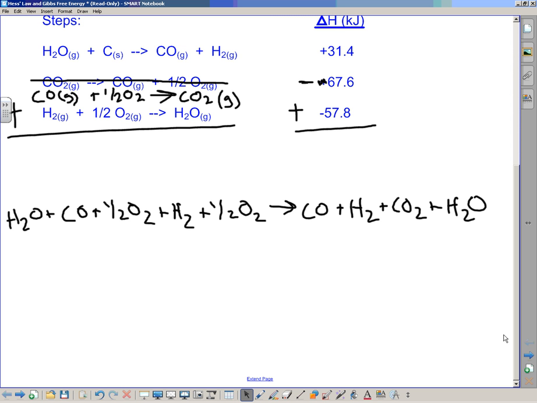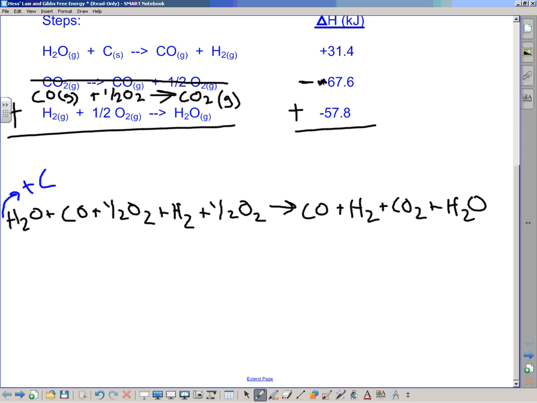Oh, whoops. Thank you for pointing that out. I am missing my carbon here, so I'm going to draw a little arrow up here and go plus carbon as well. You are correct. I missed that. Let me double check, make sure I got everything else. Water, carbon, carbon monoxide, half of water, hydrogen, half of water. Yeah, I got everything else. Yes? Everybody agree? All right, good.